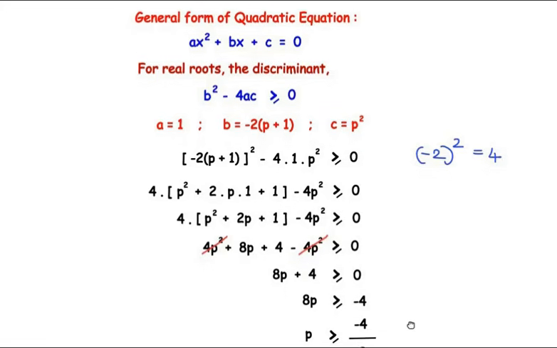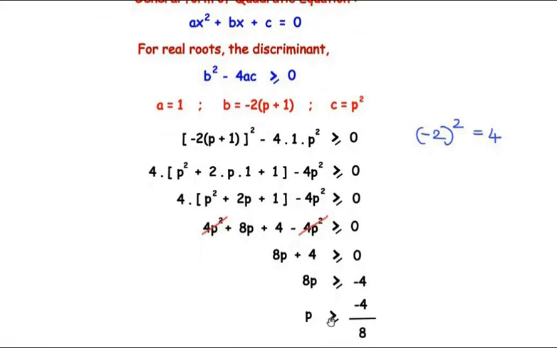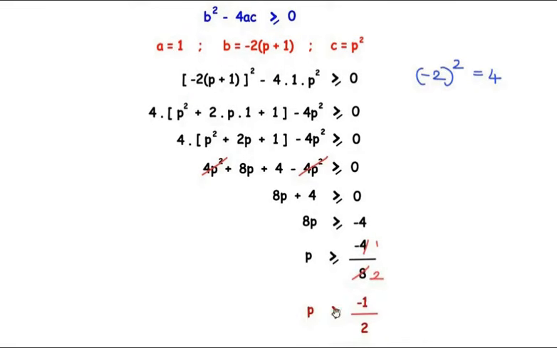And now we are going to take 8 on the other side of the equal to sign, giving us p is greater than or equal to negative 4 over 8. Now here 4 and 8 go in the table of 4. So here we get 4 1 times is 4 and 4 2 times is 8. So here we get the value of p as greater than or equal to negative 1 over 2.